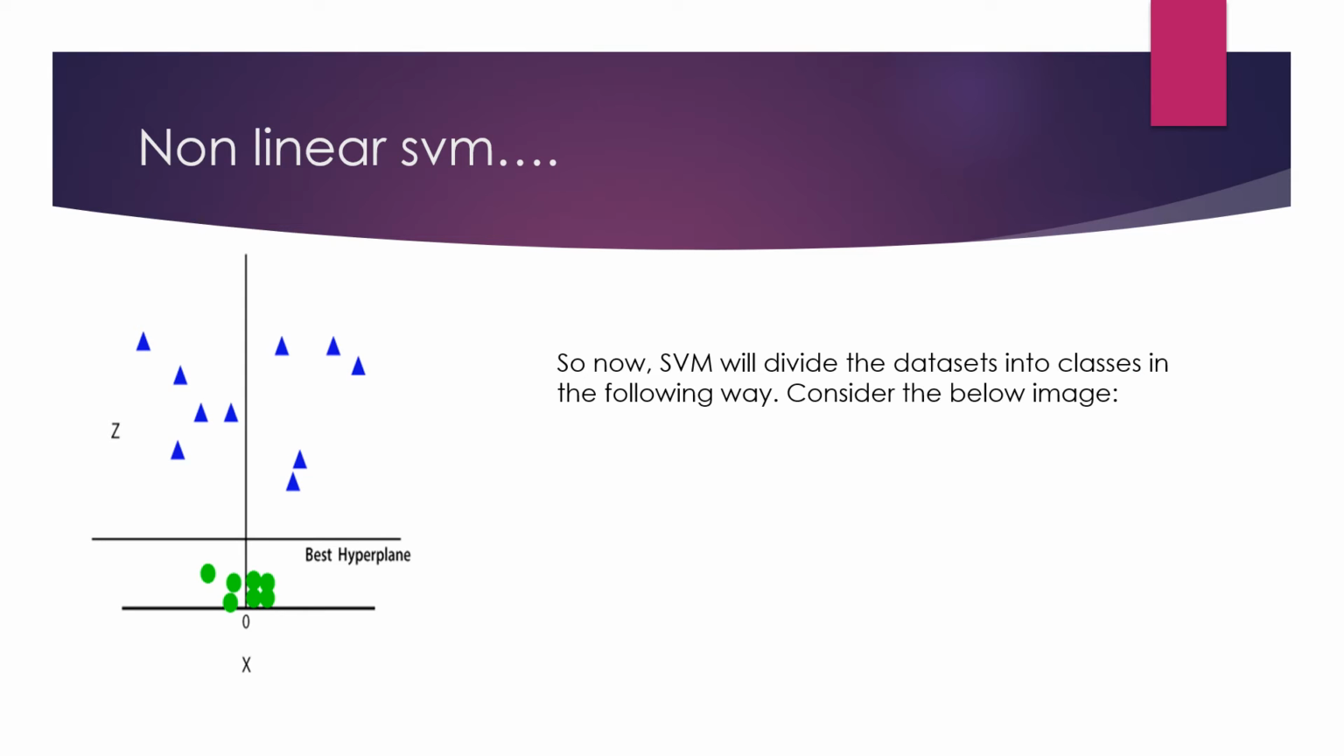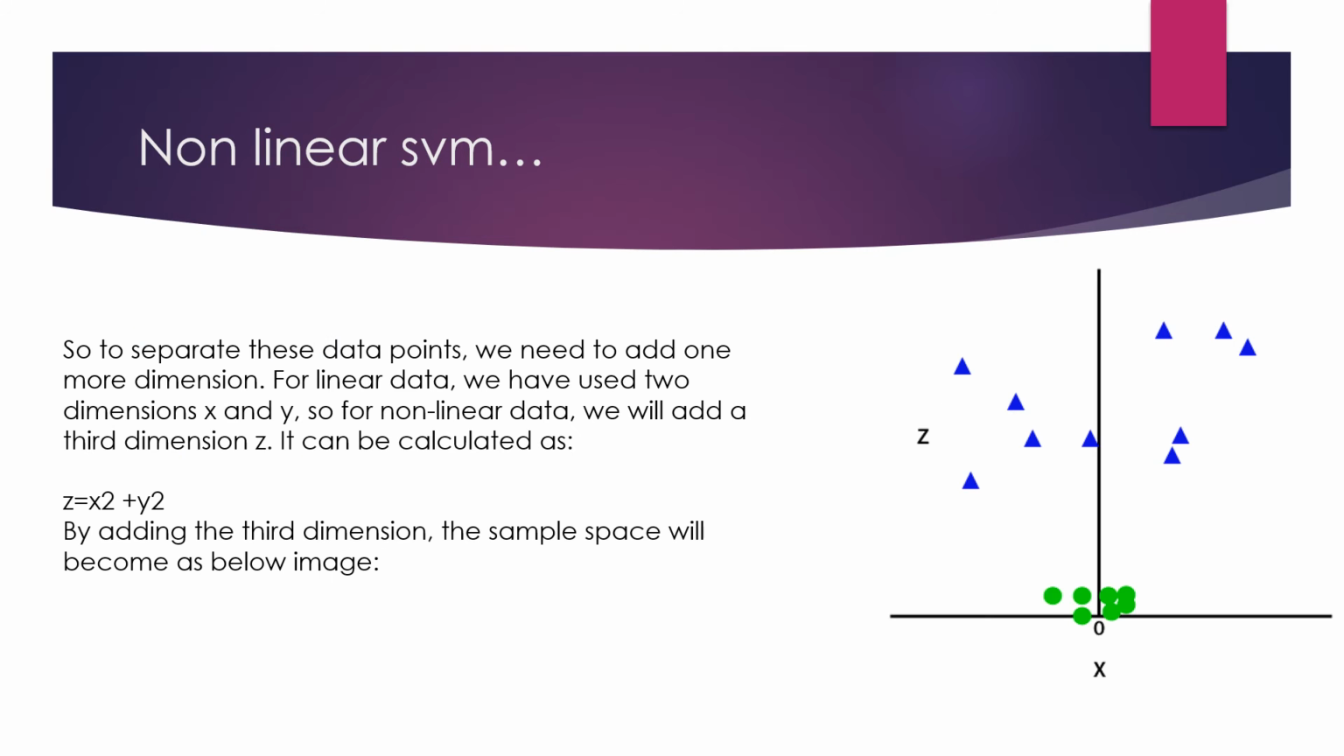Non-linear SVM. Now SVM will divide the data sets into classes in the following way. To separate these data points, we need to add one more dimension. For linear data, we use two dimensions, x and y. For non-linear data, we will add a third dimension z. It can be calculated as z = x² + y². By adding the third dimension, the sample space will become like the image below.